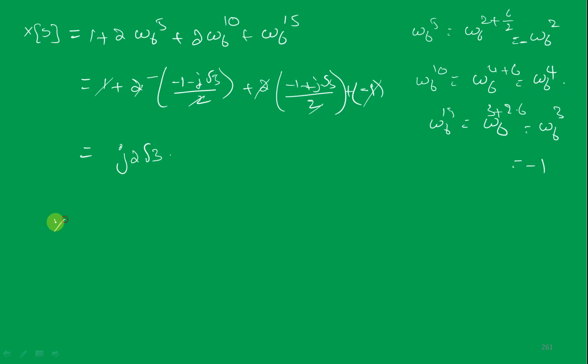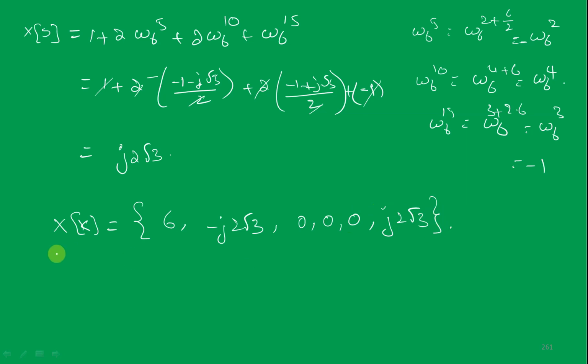So now we can get j 2 root 3. Now what is the X of k here? First value is 6. Second value is minus j root 3, 2 root 3, then 0, 0, 0. Now j 2 root 3, right? So in this way, we just computed X of k from x of n. Now next one is, what is the second step, third step here?